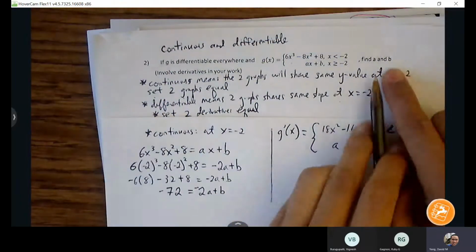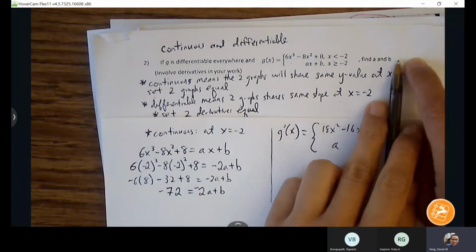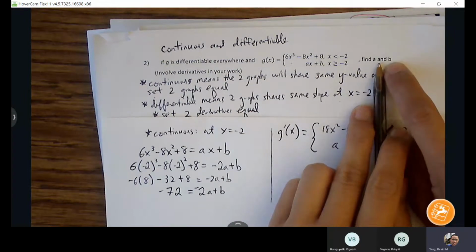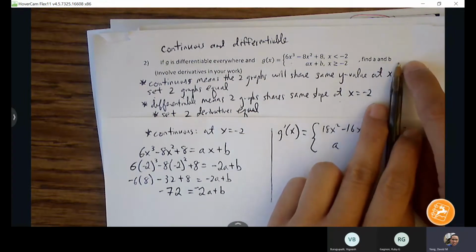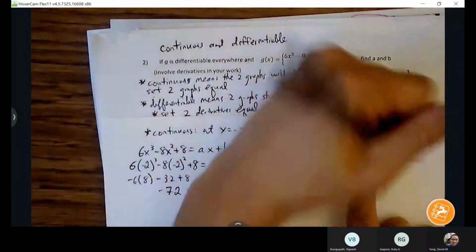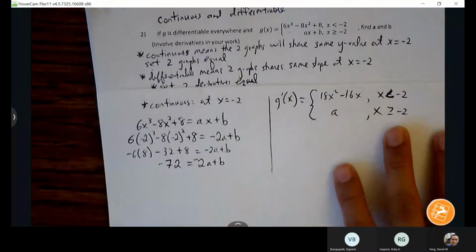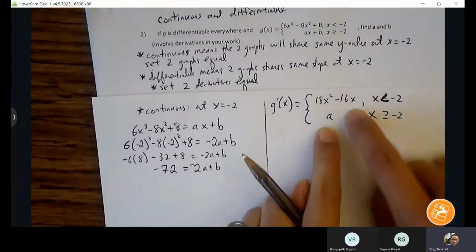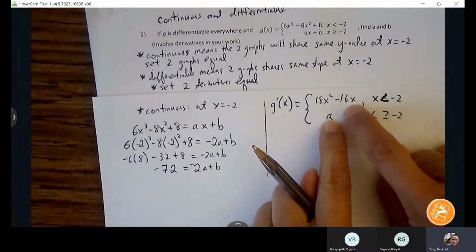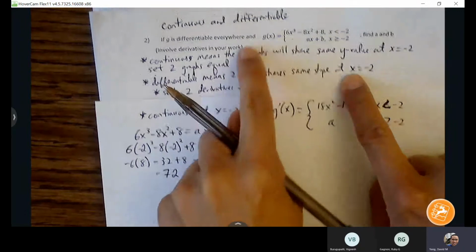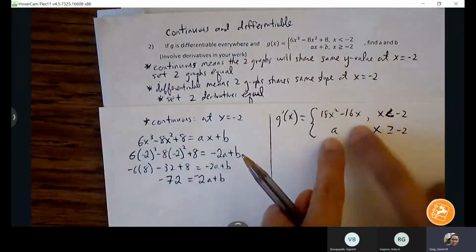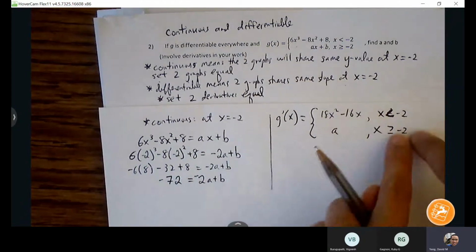So do we just assume that b is always a constant? Yes, yeah. And I should have specified that here: find A and B, which are constants. We know we can force the situation to set the derivatives equal because they're telling us it's differentiable, so we know that they must share the same slope at this -2.